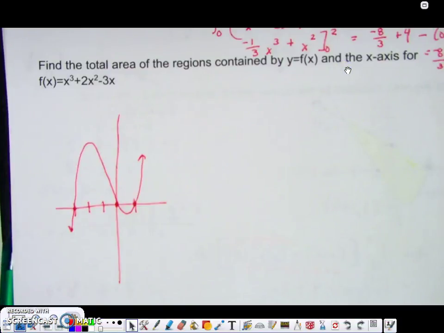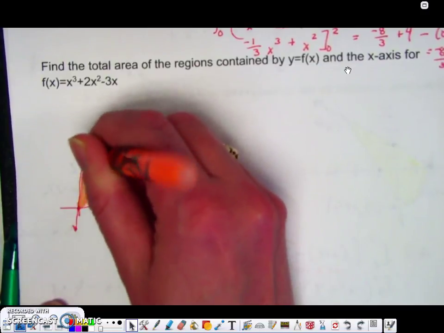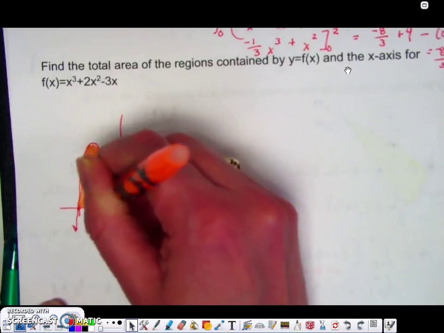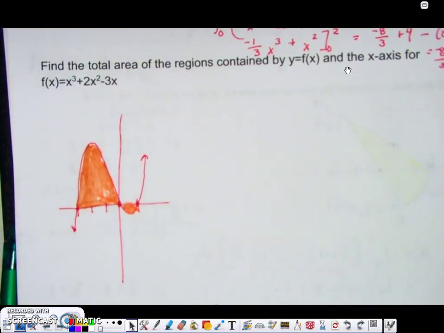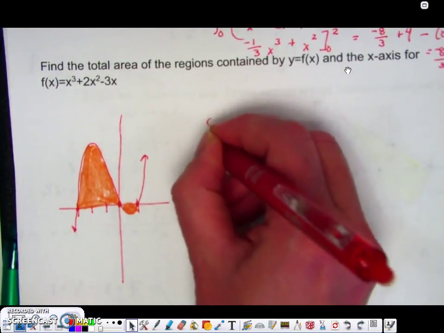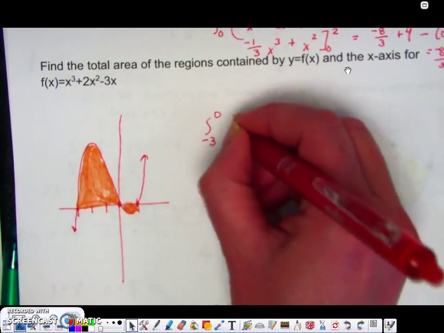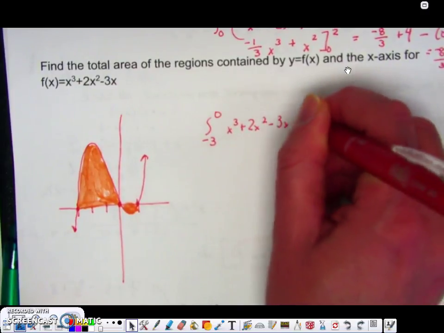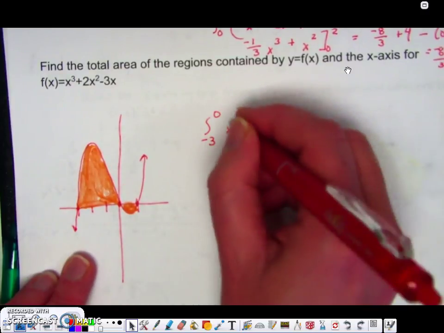Okay, so this was our basic shape. And this is region 1. And this is region 2. Okay, and so what we're going to do for the first region is we're going to integrate from -3 to 0. The top curve is going to be x cubed plus 2x squared minus 3x minus the bottom curve, which is just the x-axis, or 0.